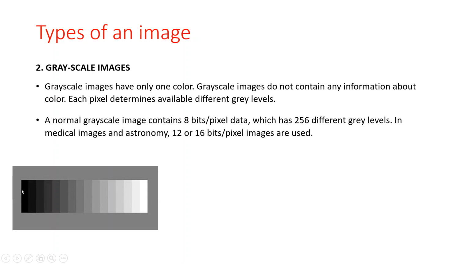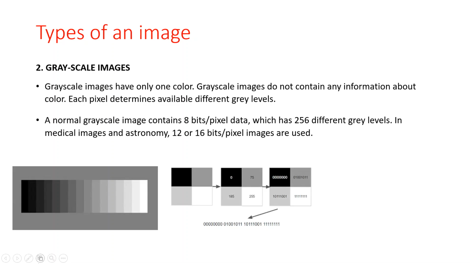So here 0 represents a black color and 1 represents white color. So from this scenario we get the grayscale image, gray level images. In the grayscale we have 256 different shades. Like this, this is black, that is 0.